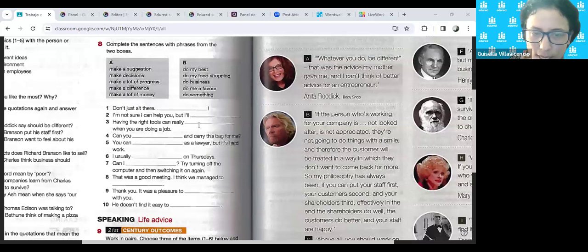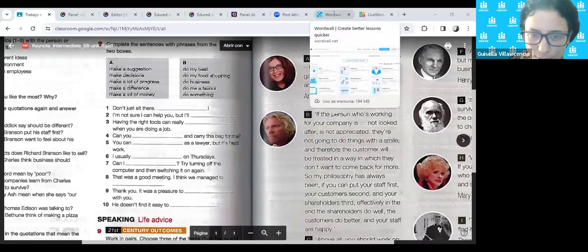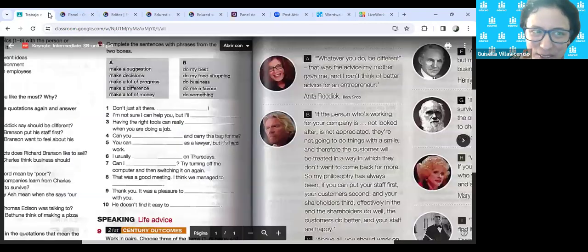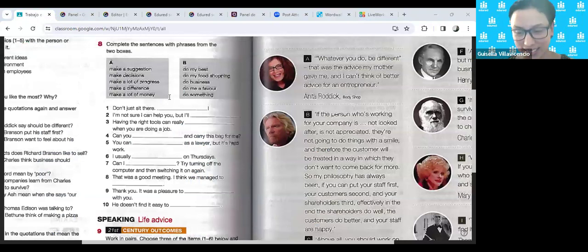So, students tienen que reconocer cuál va de make or do. ¿Cómo podemos transformar esto en Wordwall? ¿Qué actividad? A ver, un matching up, un game show. A ver, chicos, usando nuestra creatividad. Les voy a dar unos 5 minutitos para que la creen y la comparten en el chat.